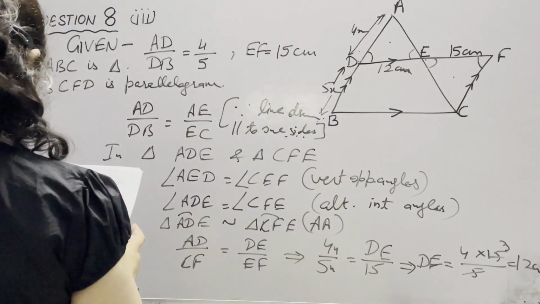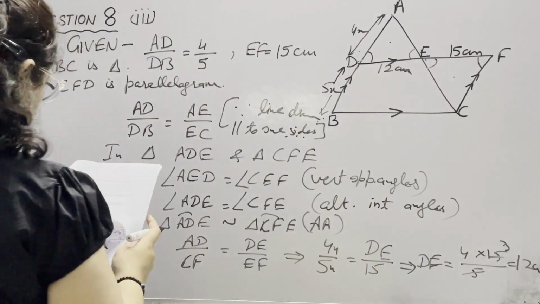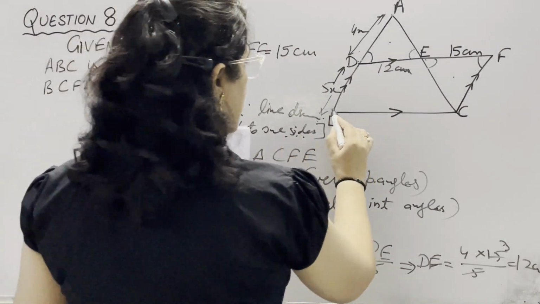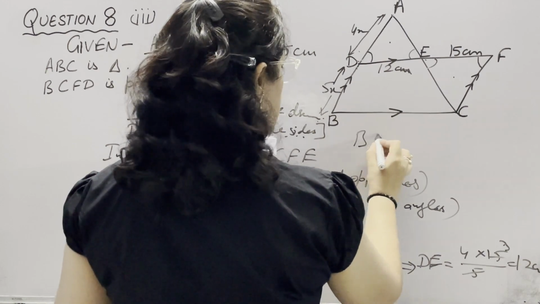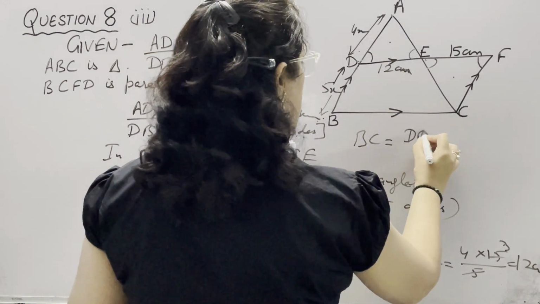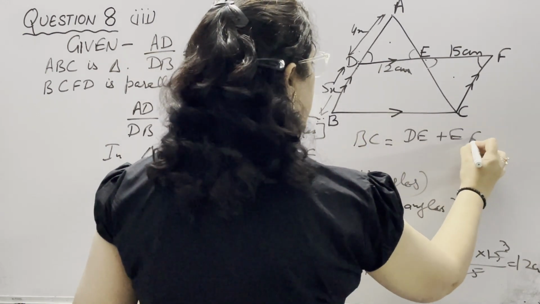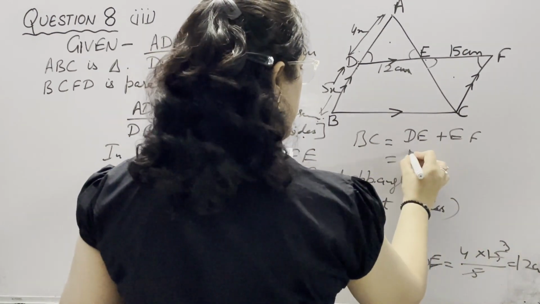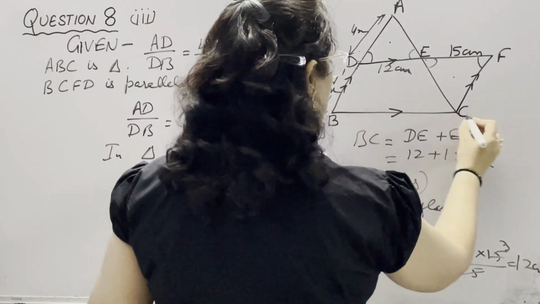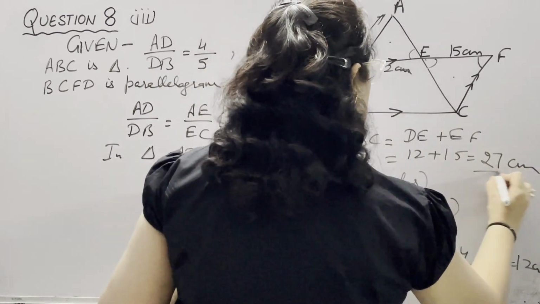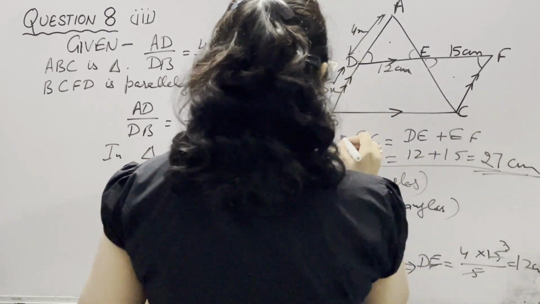This is our second part. For the third part, we need to calculate BC. Now BC, because it is given that this is a parallelogram, BC is equal to DE plus EF. DE we have just calculated as 12 and EF is given as 15. So the value of the complete BC is 27 centimeter. This is our third part.